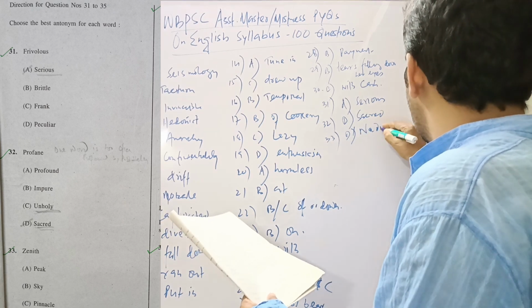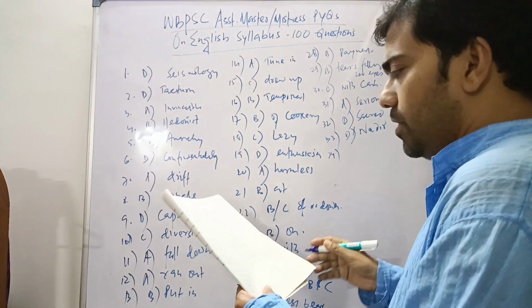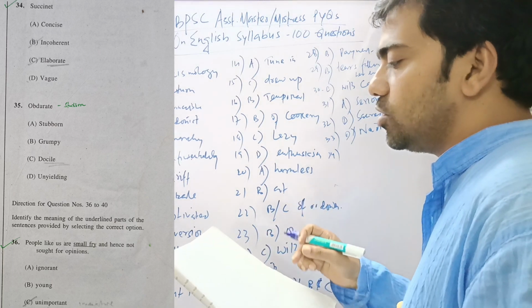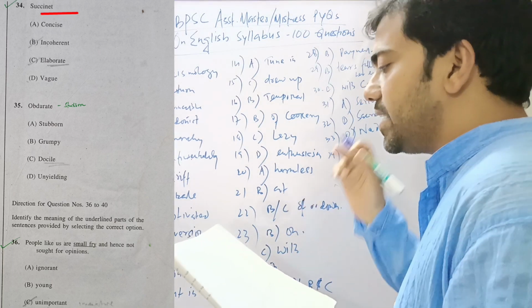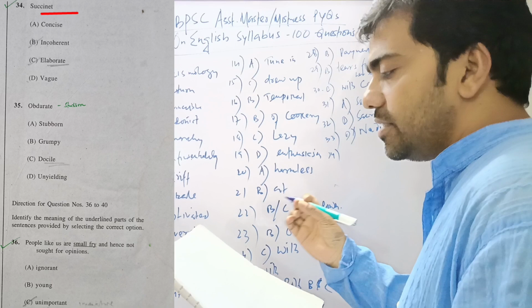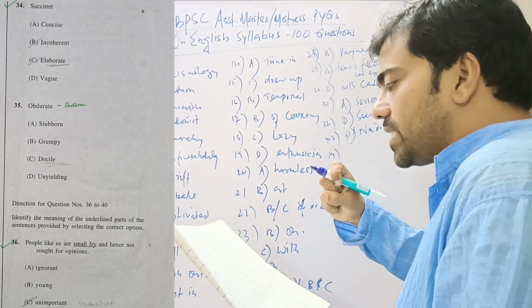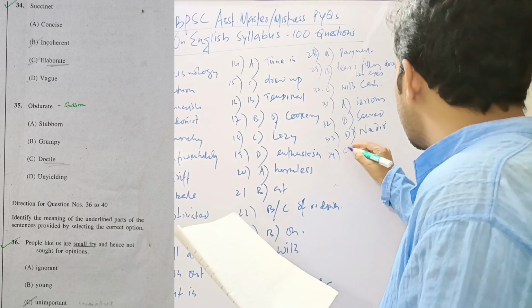33. Zenith. Common, very common. Nadir. Okay. 34. Succinct. The spelling is a mistake. Succinct. It should be SUCCINT, but here an E is entered. So succinct means very precise. So the antonym will be elaborate.